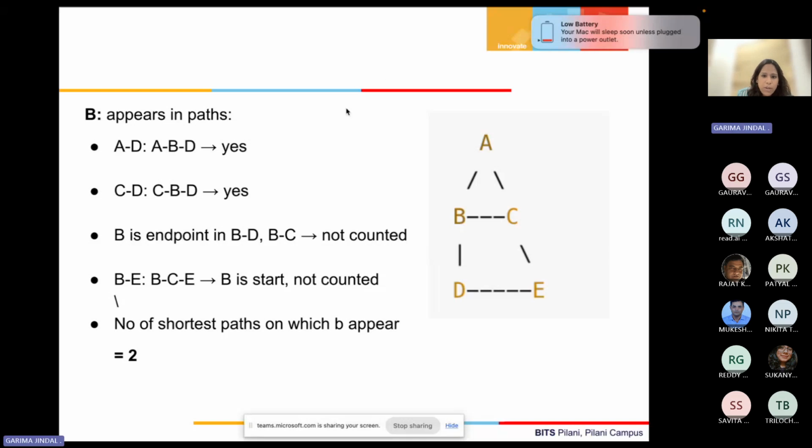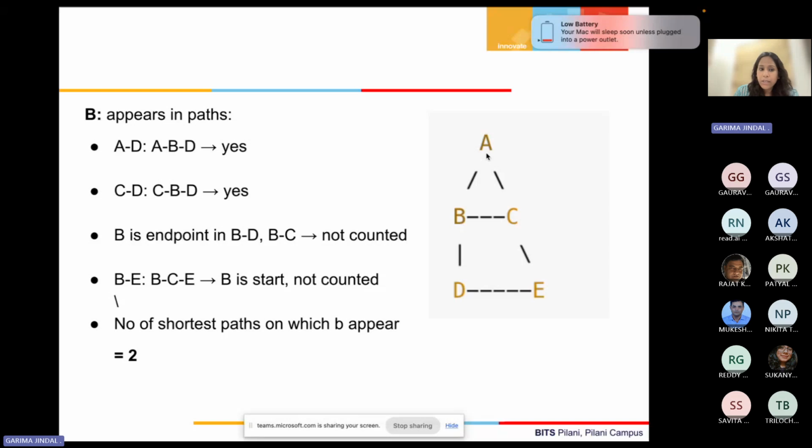So yeah, this is one of the examples that you can work out. Here we are not calculating the betweenness centrality, but we are calculating the total number of shortest paths that are passing through B. Okay, so when we are trying to identify the number of shortest paths that pass through B, first we need to see, from A to D, what is the shortest path? The shortest path is ABD. So in this particular shortest path, B is there. Okay, so this is one of the shortest paths that has B.